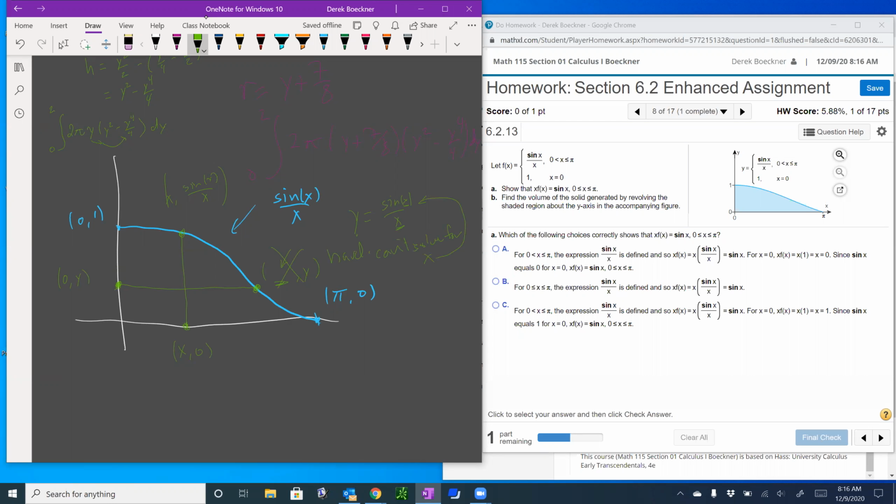In that situation, we don't want to use the horizontal strips. So I'm going to get rid of it. Okay, we're going to use the vertical strips, and let's walk through this first part of the problem.